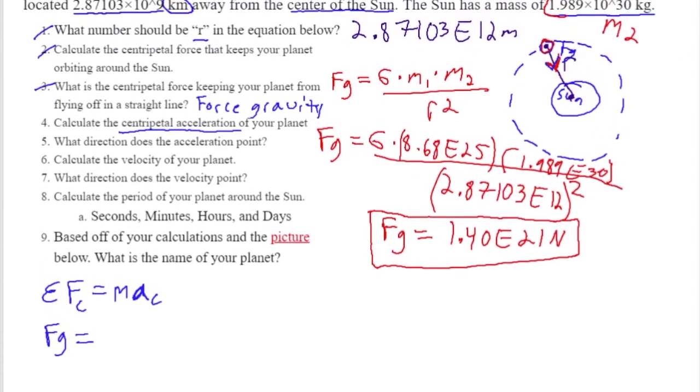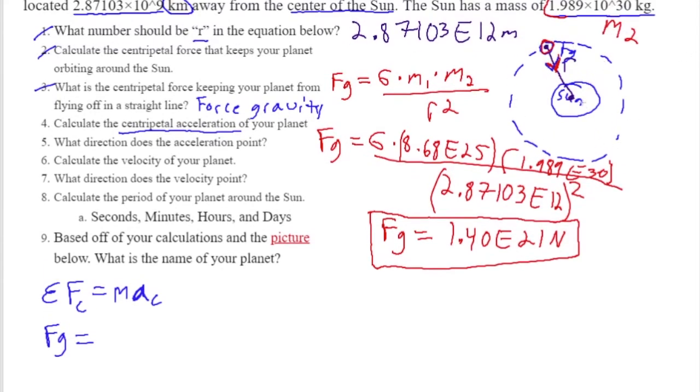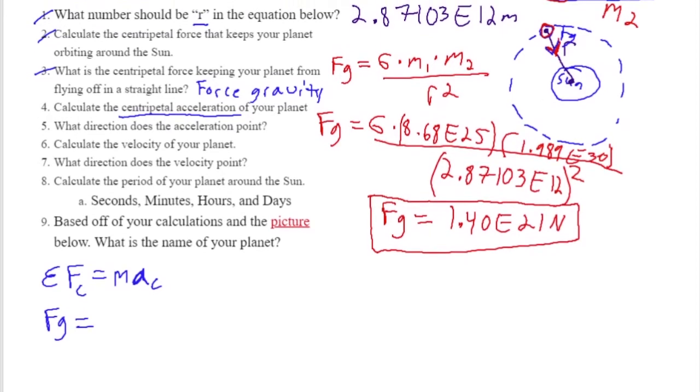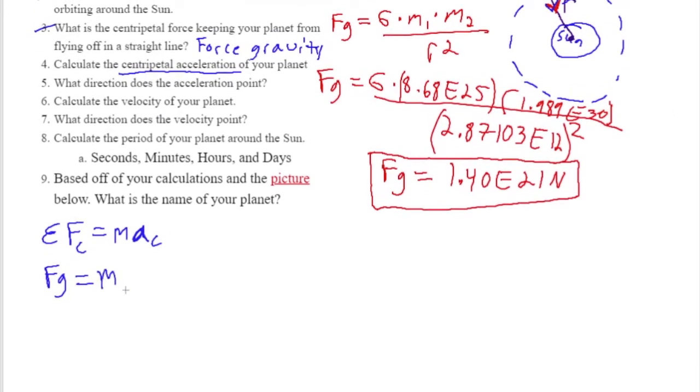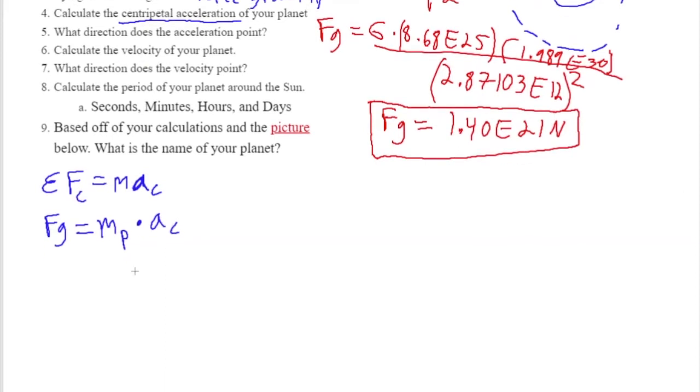So if we look here, which mass is the one that's orbiting? Is it the sun or is it the planet? Well, it's the planet, because the planet's smaller than the sun and the planet is what orbits around the sun. So this mass is going to be the mass of our planet, so I'll just write M_P, times that centripetal acceleration. So if we want to solve for centripetal acceleration, let's divide the mass over to the other side. We get force gravity divided by the mass of our planet is equal to centripetal acceleration.